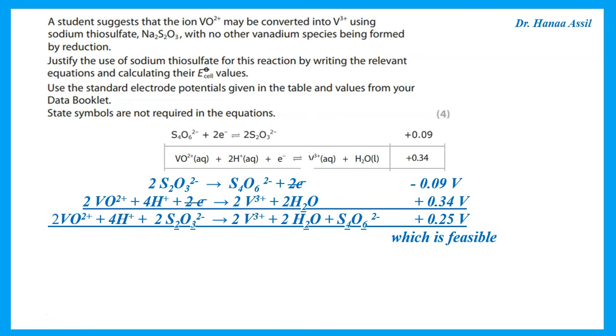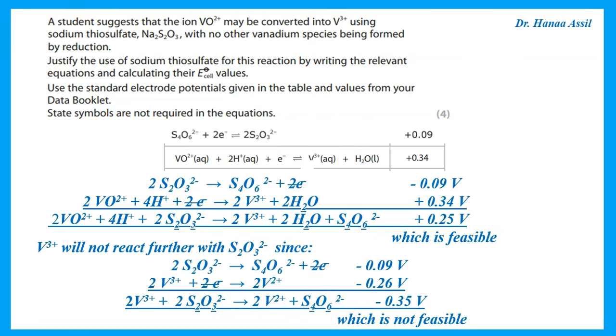We want to suggest that the VO2 plus may be converted into V3 plus using the sodium thiosulfate, with no other vanadium species being formed by reduction. So we are forming the V3 plus. If we want to go on to V2 plus, remember that we're reducing it. If I have VO2 plus, I can reduce it to V3 plus. Now, will the V3 plus continue and be reduced to V2 plus?